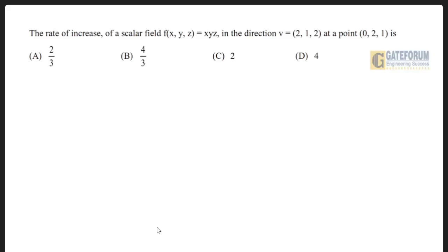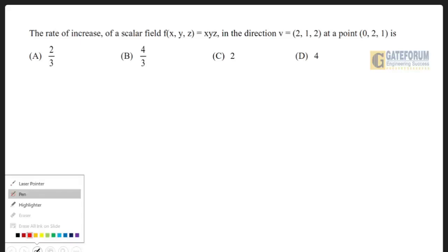The question is: the rate of increase of a scalar field f of x, y, z equal to xyz in the direction b bar equal to (2, 1, 2) at a point (0, 2, 1) is. Four options A, B, C, D are given. This is from the vector calculus topic. Subtopic is vector differentiation, directional derivative, etc.